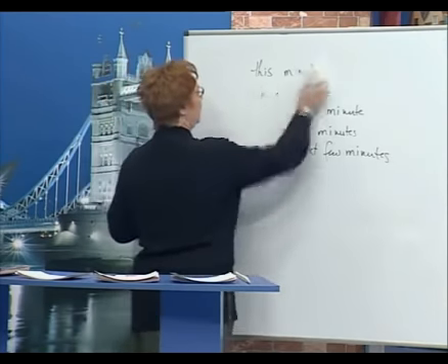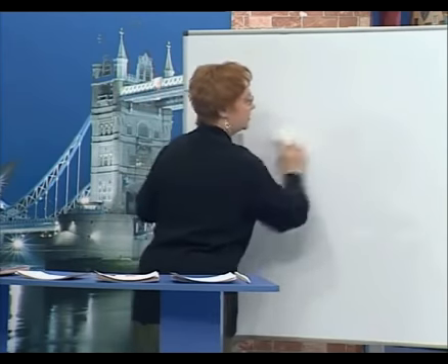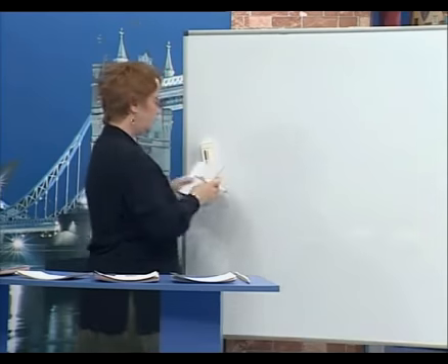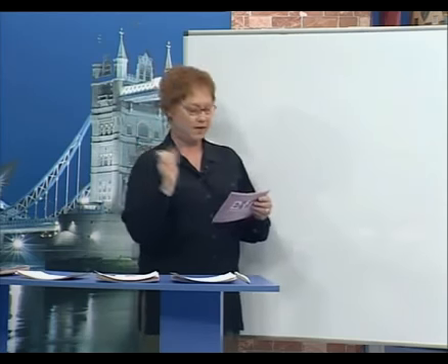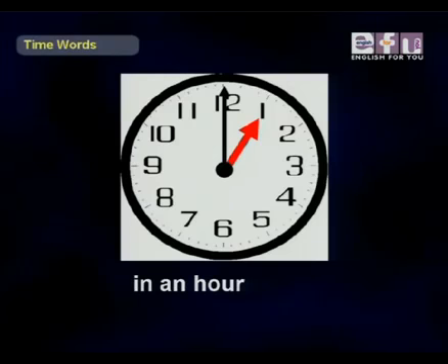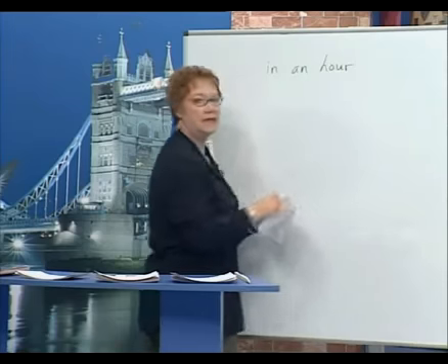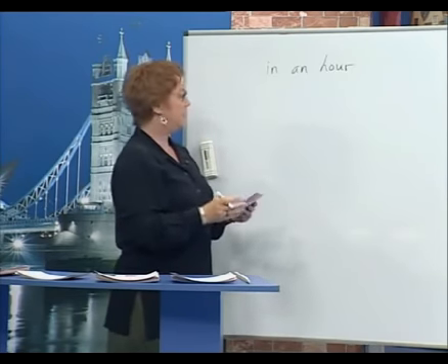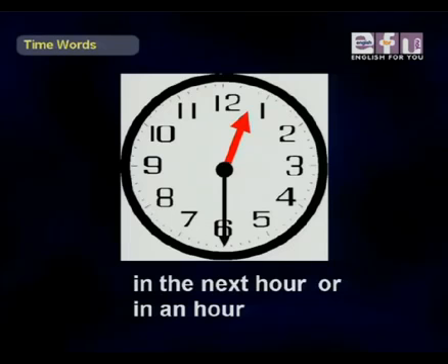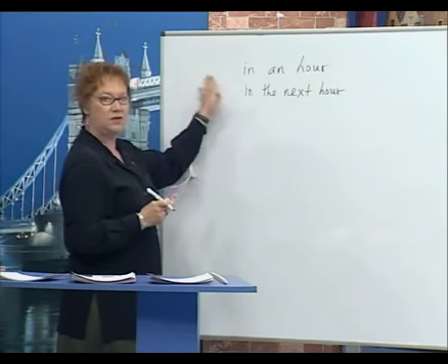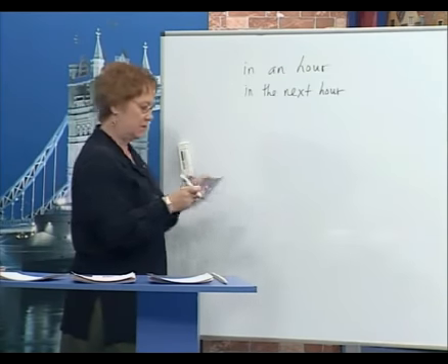So let me make some room on the board, and we'll talk about hours. Now, if I want to talk about something that's happening between noon and 1 o'clock, I say in an hour. Now, if something is happening between now and 1 p.m., I can also say in the next hour or in an hour. Okay? So I have a choice from 12 to 1 o'clock, in an hour, in the next hour.